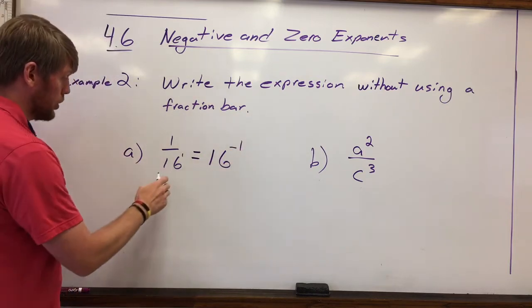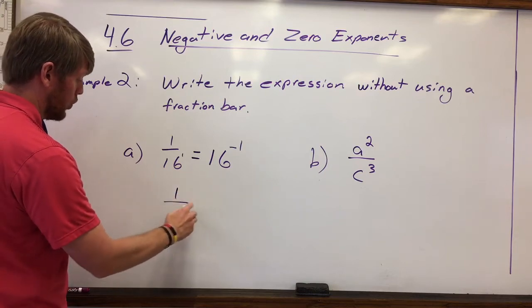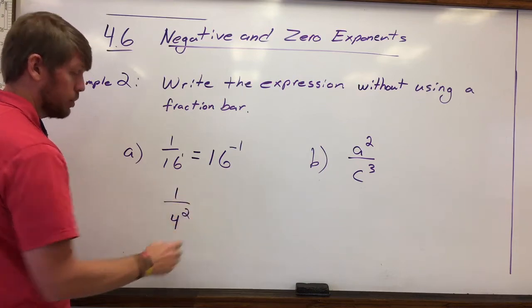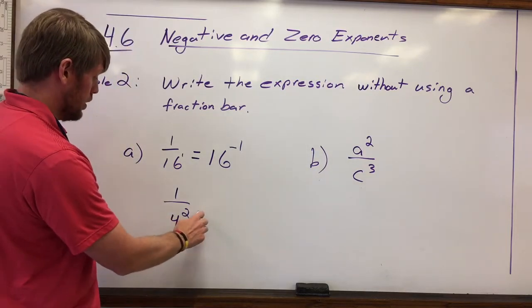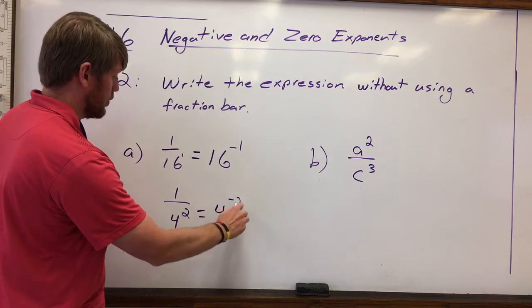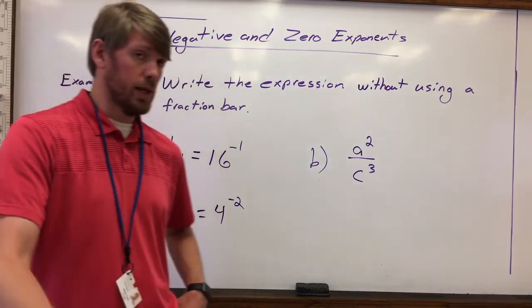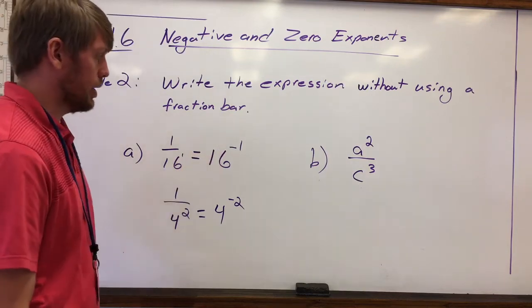Now, you could also write this 1/16 as 1 over 4 squared, because 4 squared is 16. And so if that's the case, we could rewrite this as 4 to the negative 2. That would also be an acceptable answer. Okay? For part B, okay?